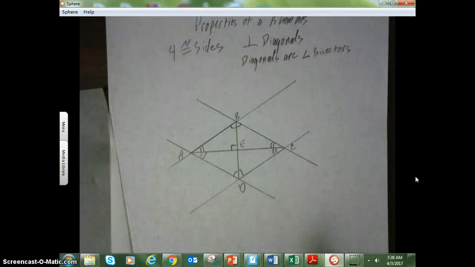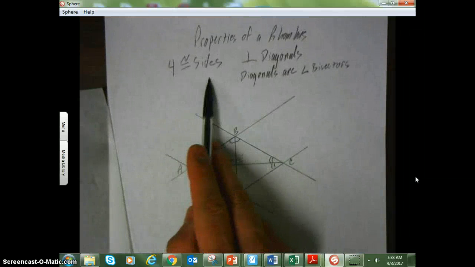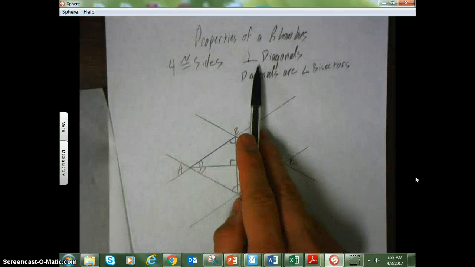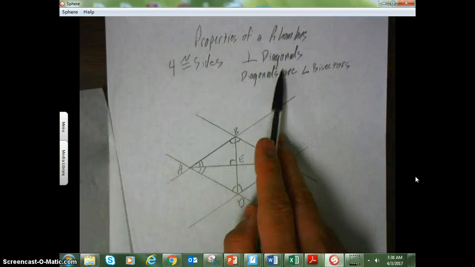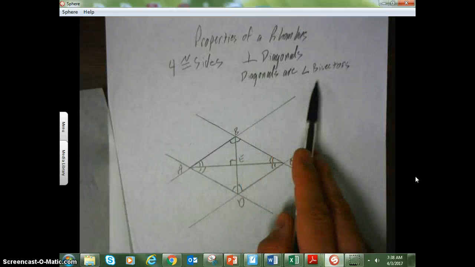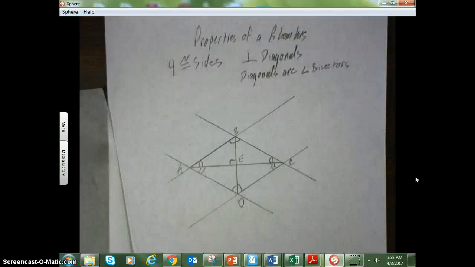So a rhombus has all the characteristics of a parallelogram, meaning that the opposite sides are parallel and congruent, the opposite angles are congruent, the same side angles are supplementary, and the diagonals bisect each other. But it also now has these additional characteristics, meaning that it is a parallelogram that has four congruent sides. If it's a rhombus, it will have diagonals that are perpendicular to each other, and the diagonals will act as angle bisectors to the interior angles of the parallelogram.